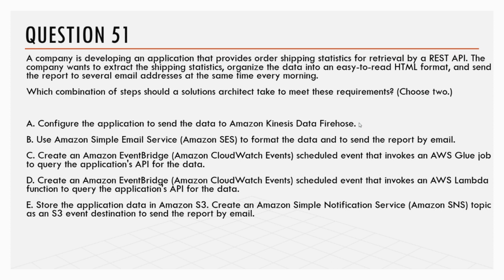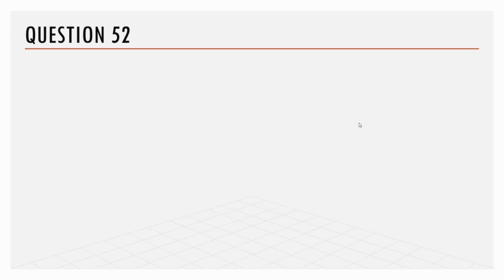And then let's look into the correct option. And the correct options are B and D, which says that you have to use Simple Email Service to format the data and to send the report by email. And D option, it says that create an Amazon EventBridge, Amazon CloudWatch Events, scheduled event that invokes an AWS Lambda function to query the application's API for the data. Now let's look into the next question.